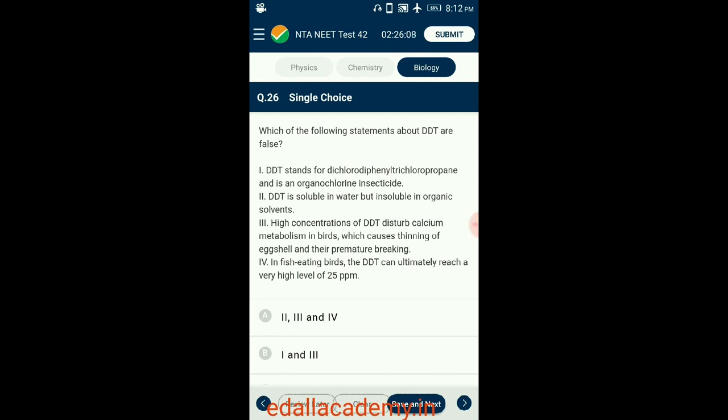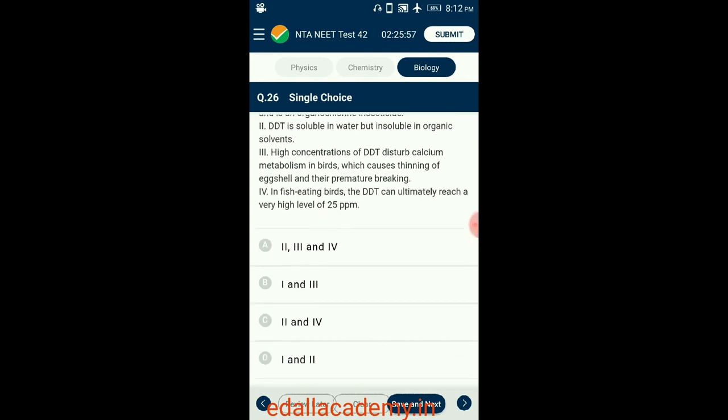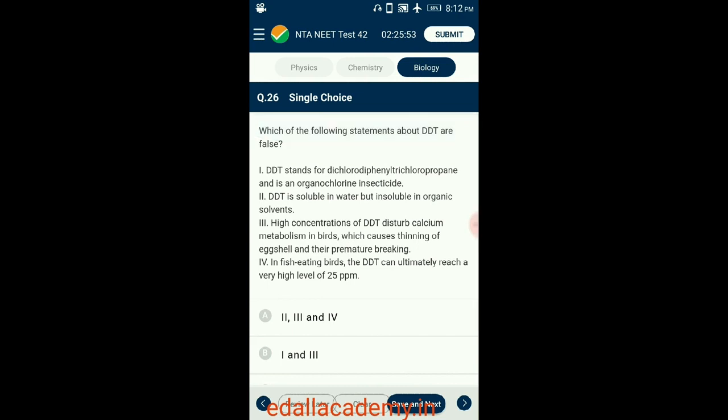High concentration of DDT disturbs calcium metabolism in birds, which causes thinning of eggshells and their premature breaking. So the answer for this question is option D. First and second statements are false.